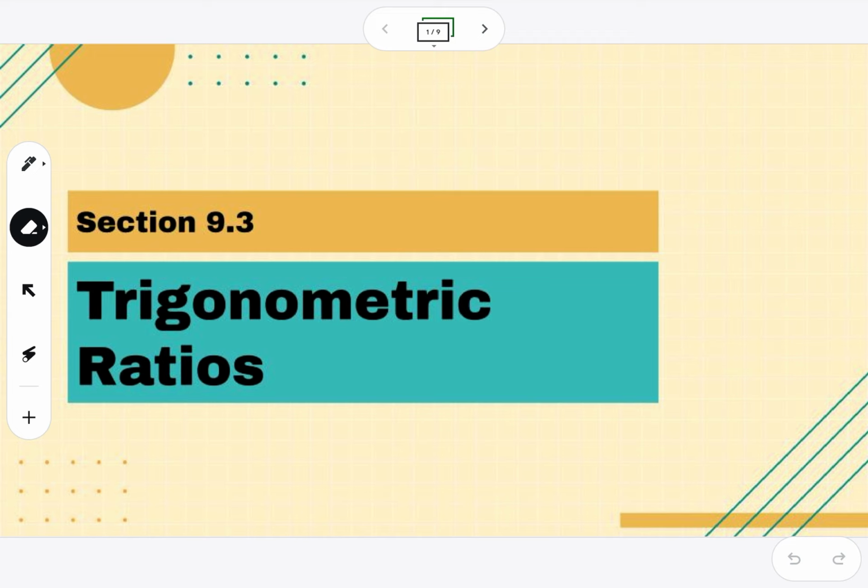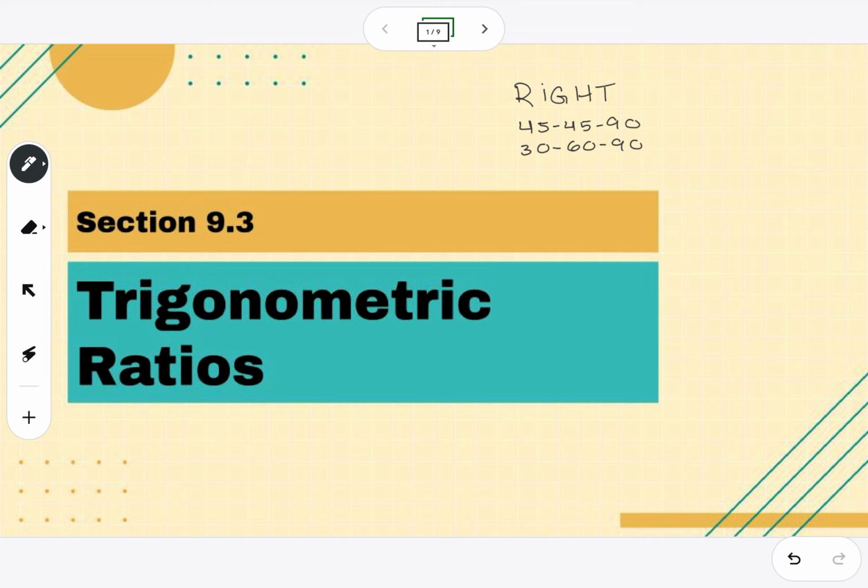So far in this section, we've talked about right triangles. Section 9.1 was all about right triangles. Then we talked about our special ones, 45, 45, 90. We talked about 30, 60, 90. We were working with missing sides, figuring out those side relationships with our special right triangles.